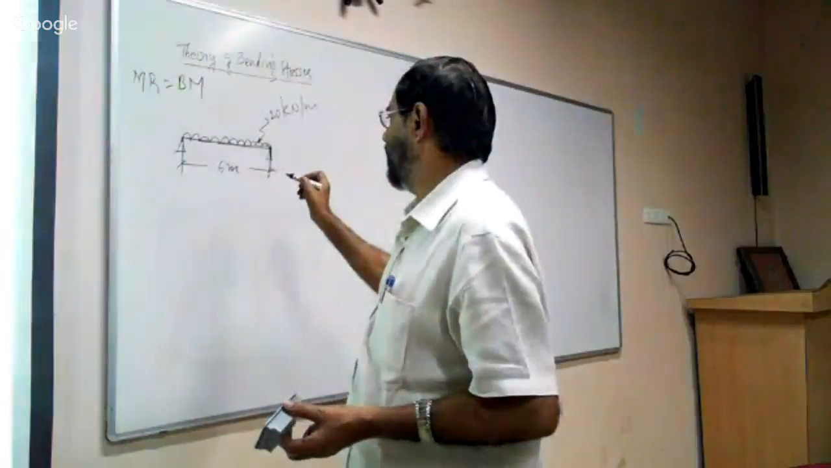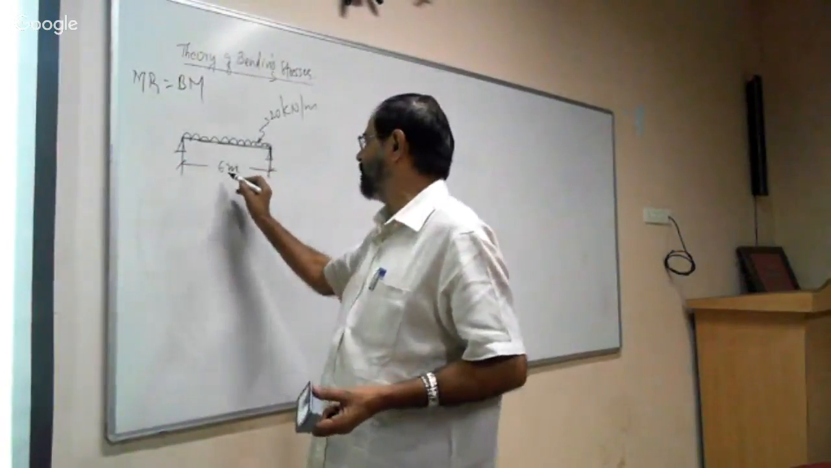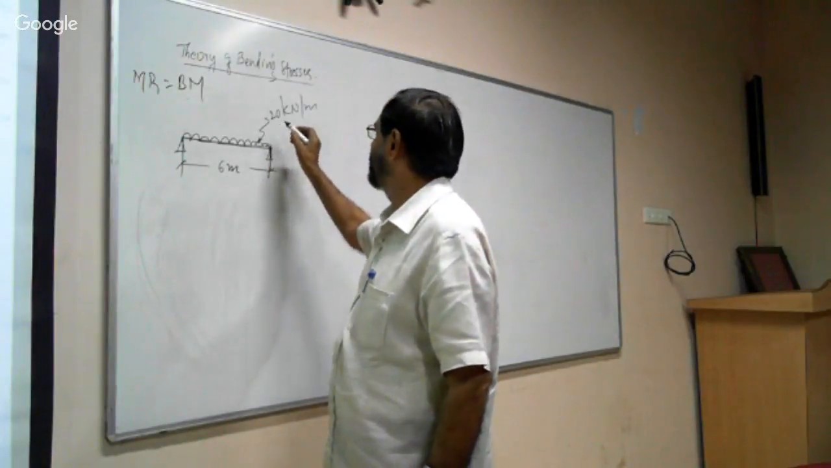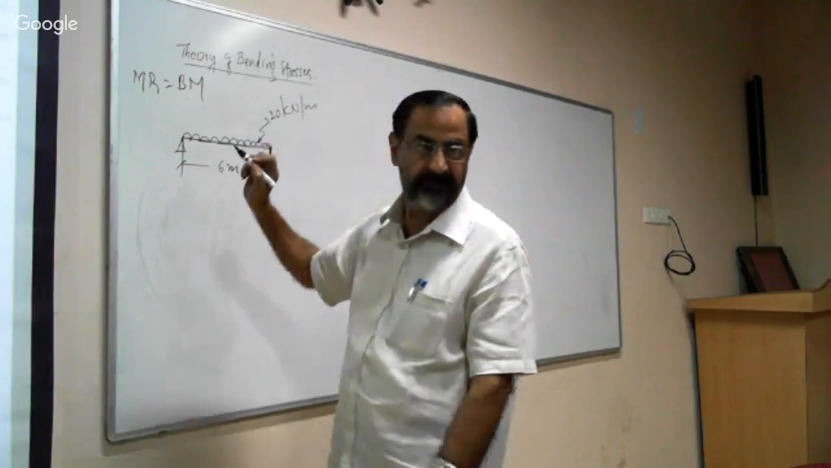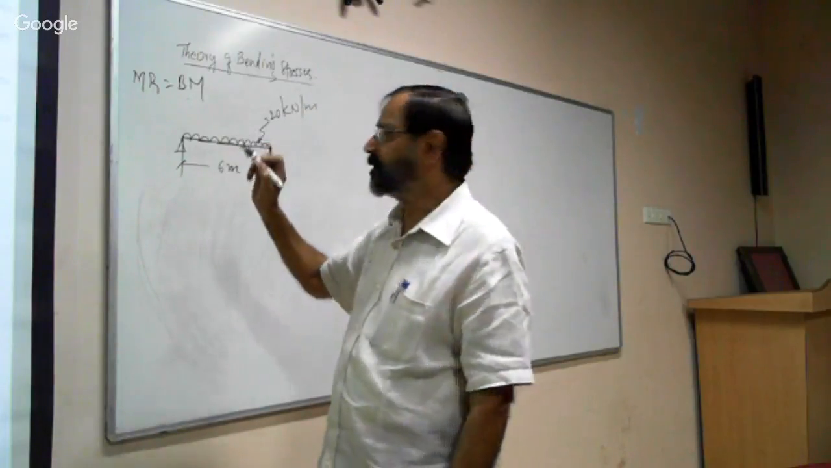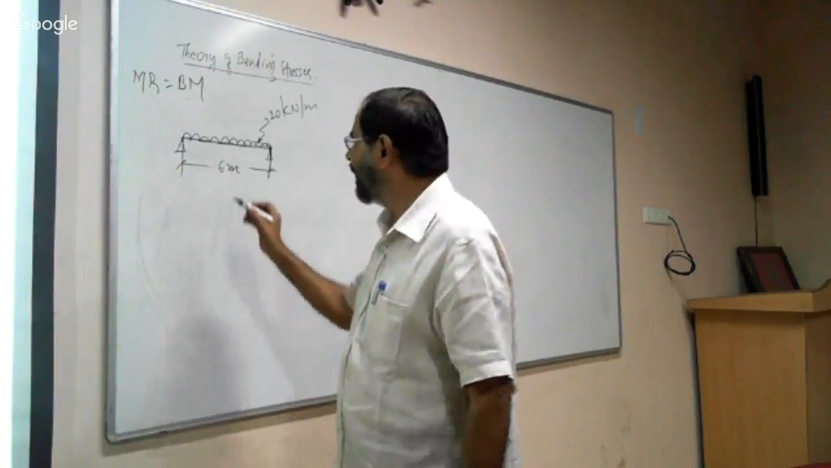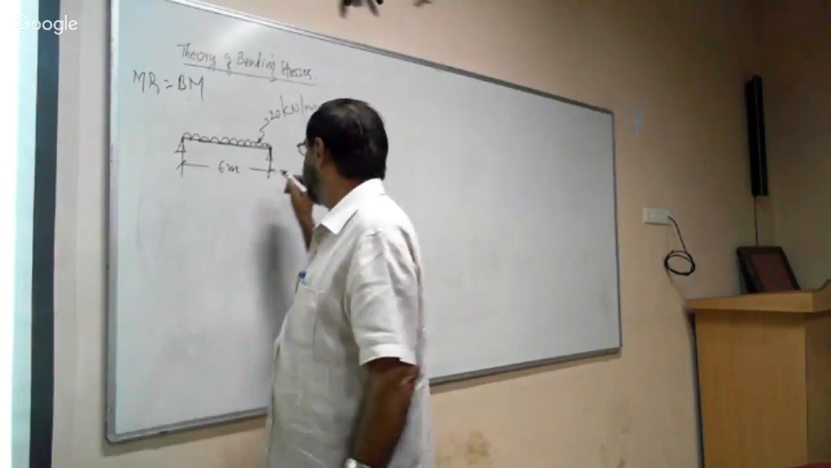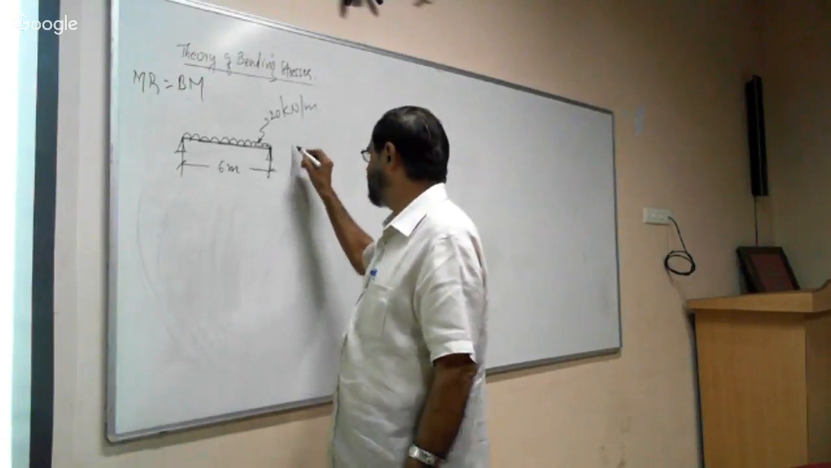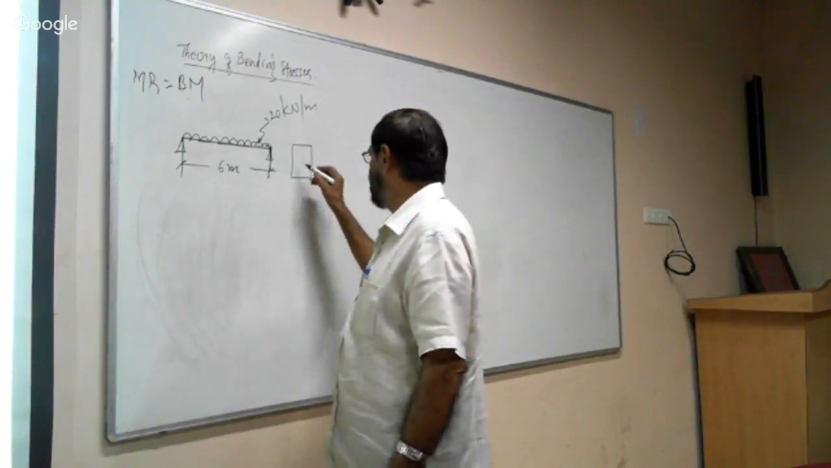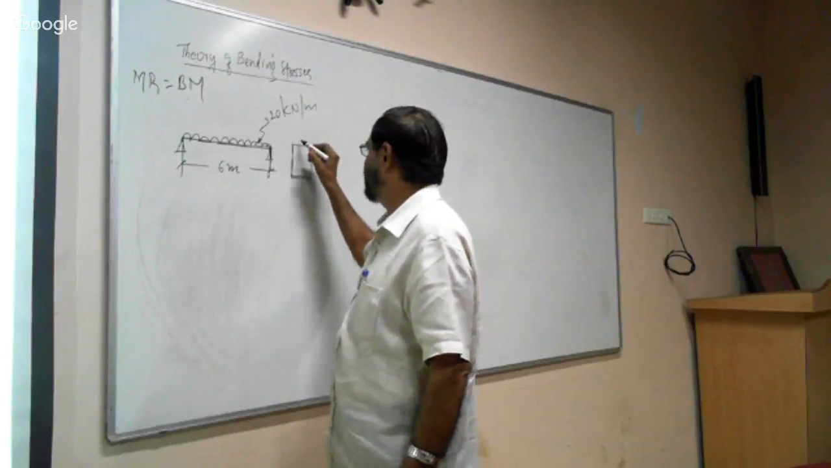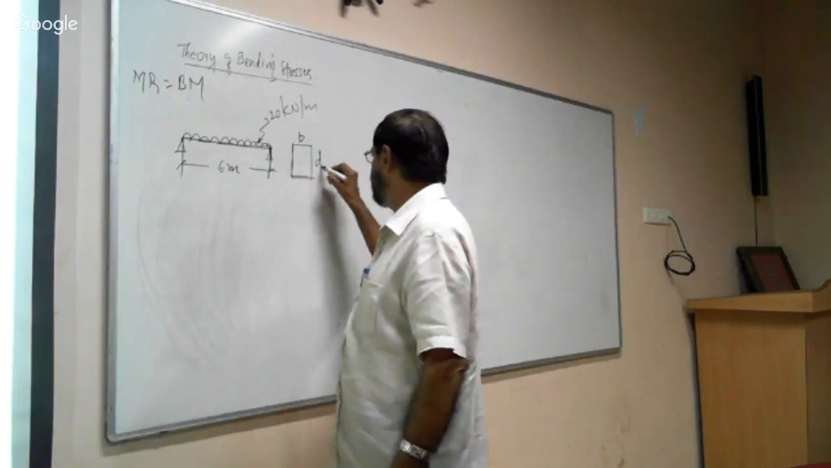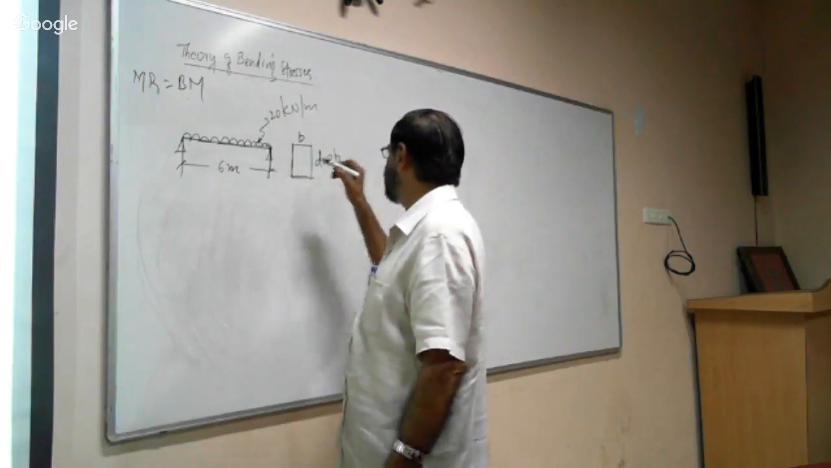For the given problem, there is a 6-meter span subjected to a load of 60 kilonewton per meter. Now we need to design the beam to carry this load. We need to find the section, that is breadth B and depth D. They have given the relation for breadth and depth: D is equal to 2B.